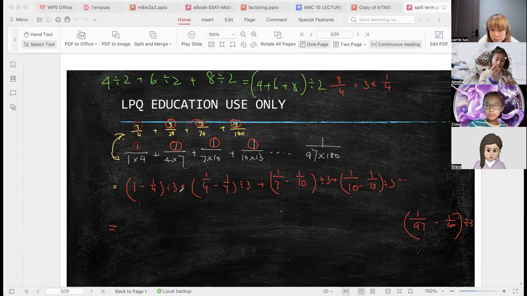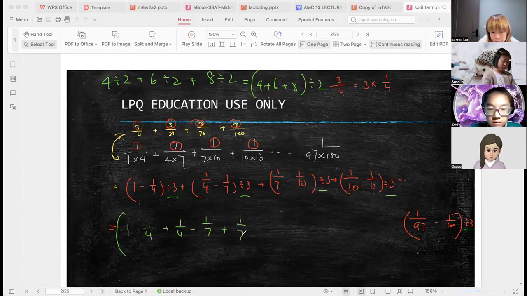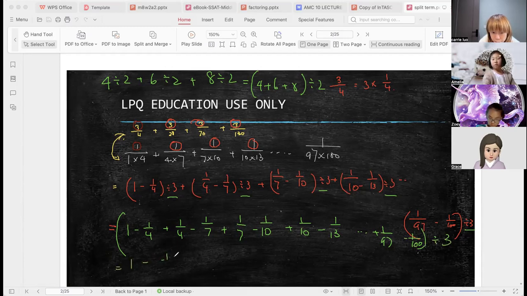Okay, so now this one is the same, right? Because they all have divided by 3, divided by 3, divided by 3, divided by 3, what should we do? We can just put everything together. So 1 minus a quarter plus 1 over 4 minus 1 over 7 plus 1 over 7 minus 1 over 10 plus 1 over 10 minus 1 over 13, and plus 1 over 97 minus 1 over 100, all divided by 3. So that's the same thing as 1 minus 1 over 100. Grace, right? You did this one. And divided by 3, 99 over 100 divided by 3 equals 33 over 100. So that's the end.